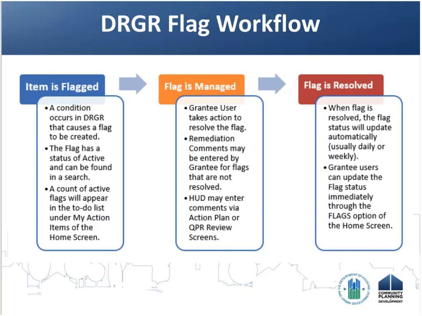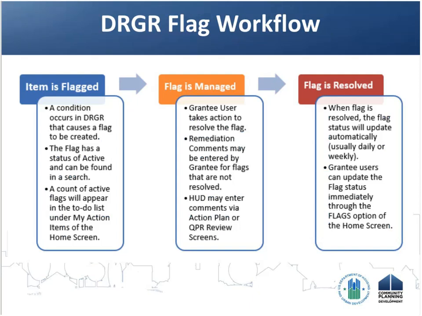So this is the condition that generated the flag in the first place. The flag will be introduced into DRGR with the status of active, and it can be found from the home screen via a search. I'm going to show you that on the next slide, and then Jennifer will demonstrate it live. A count of active flags will also appear in the to-do list under My Action Items on the home screen.